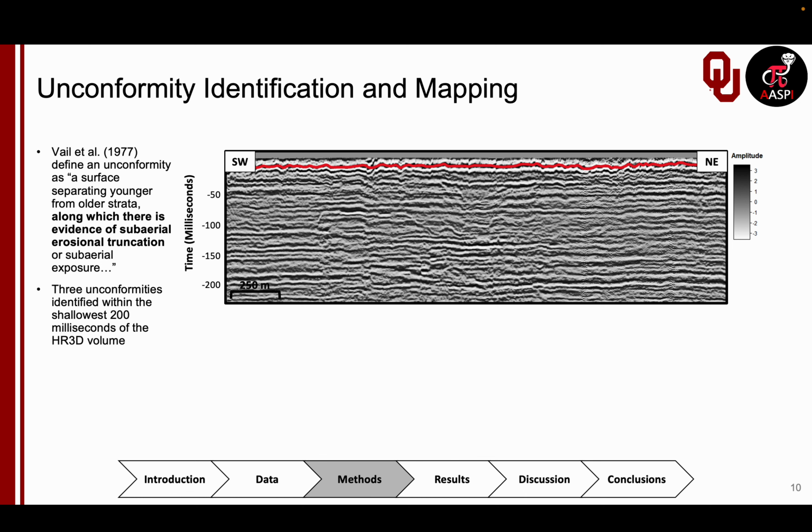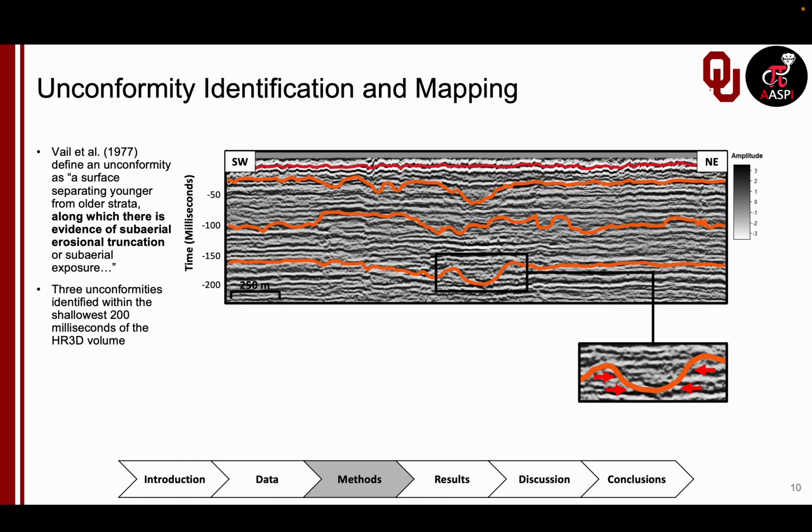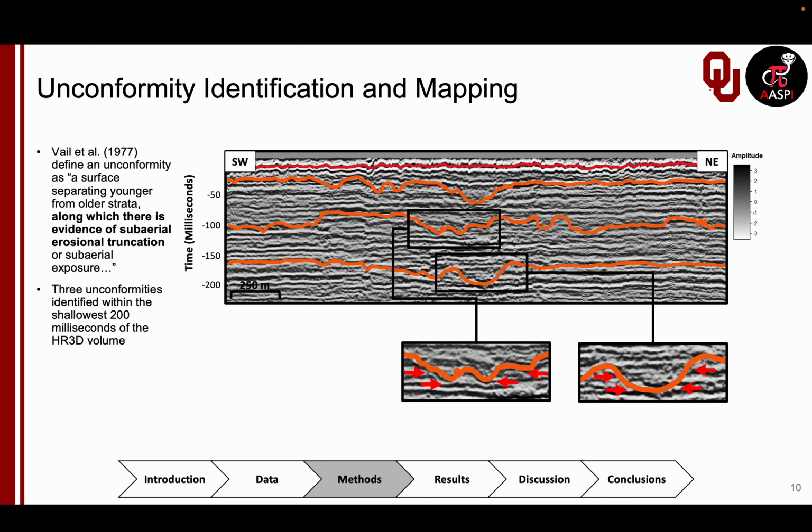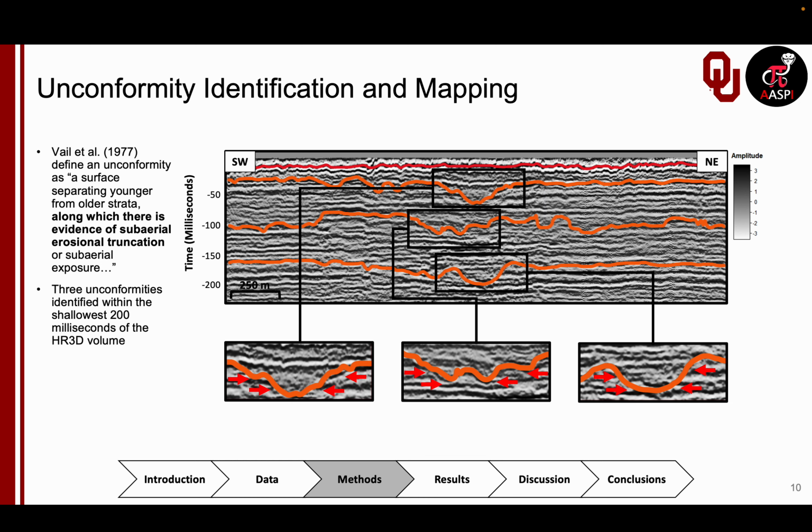Using this logic, in the shallowest, about 200 milliseconds of our seismic survey, we identified 3 major unconformities. All of these unconformities, of course, are characterized by the lateral truncation of reflectors, as we can see here, indicated by these red arrows. For simplicity, from deepest to shallowest they were named lower unconformity, or LUC, middle unconformity, or MUC, and upper unconformity, or UUC.